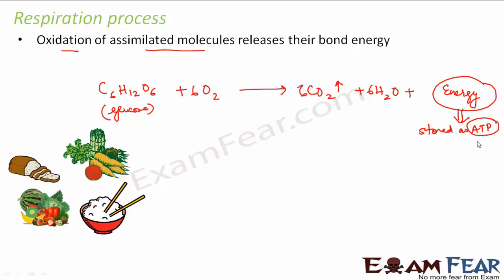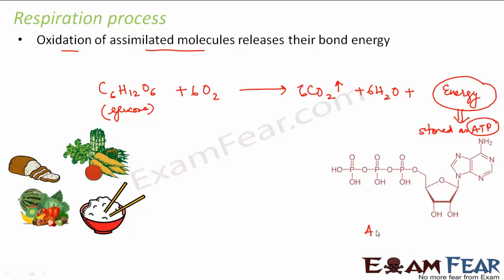ATP stands for adenosine triphosphate. The molecule looks like this. This is the adenosine group and this is triphosphate. You see there are 3 phosphate groups, 1, 2 and 3. So this is adenosine triphosphate. Now you must be wondering, what is this adenosine triphosphate or ATP?